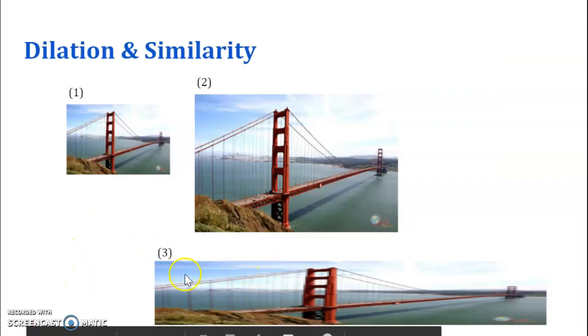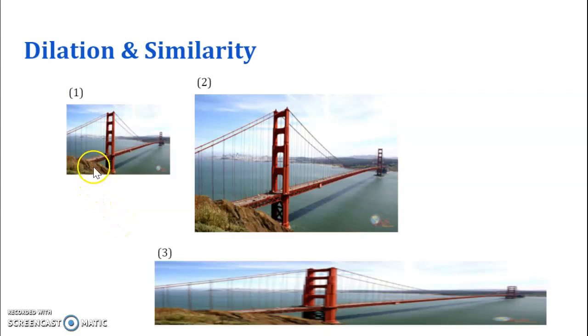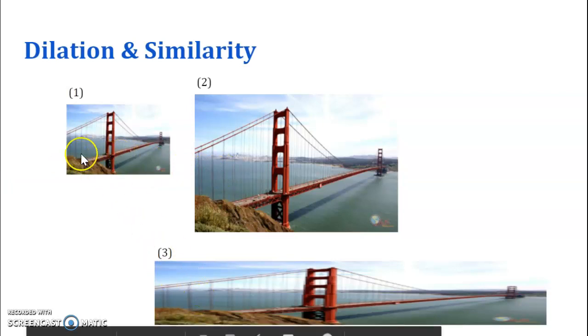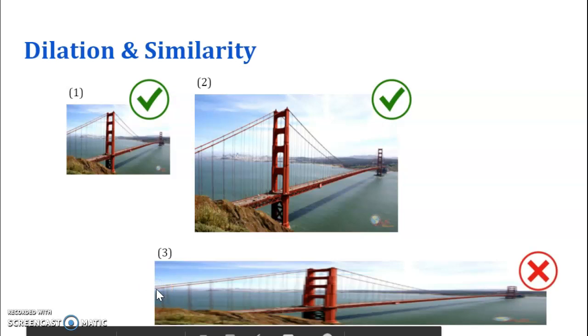What about these three pictures? Can you pick out which ones are similar and which one is not similar? Well, number 1 and 2. Number 2 is just a bigger version of number 1. Number 3 is not similar. Why? Because it's only been stretched horizontally. It needs to be stretched both horizontally and vertically, proportionally. So 1 and 2 are similar, but 3 is not similar.